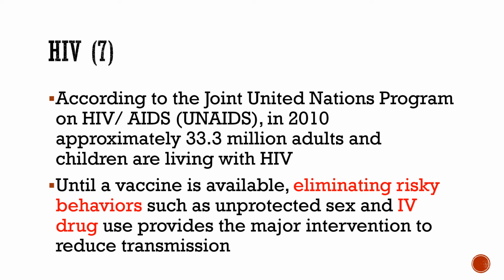So until a vaccine is available, eliminating risky behaviors, and it is these risky behaviors that will lead a patient to become infected with this virus, such as unprotected sex and IV drug use, will provide the major intervention to reducing the transmission. So we need people to eliminate these risky behaviors, have more protected sex so that they are protecting themselves, they are protecting their partner, and of course, no IV drug abuse.